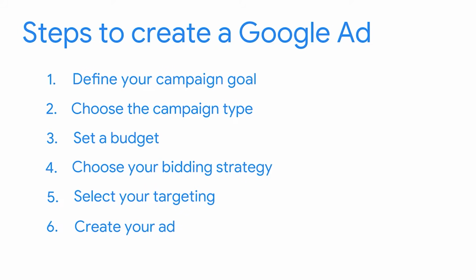The seventh step is to set up your conversions. To know if the ad is successful, you must learn if the potential customers are turning into paying customers. Conversion tracking can help track the actions that you want customers to take on your website. By tracking this data, you'll be able to assess the effectiveness of your ads, targeting, and overall campaigns.